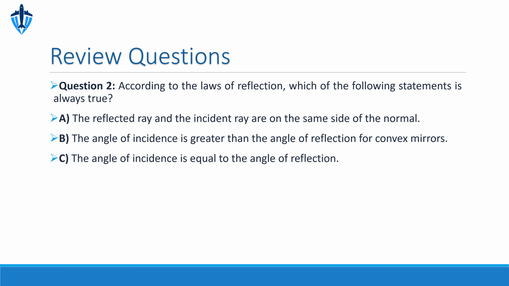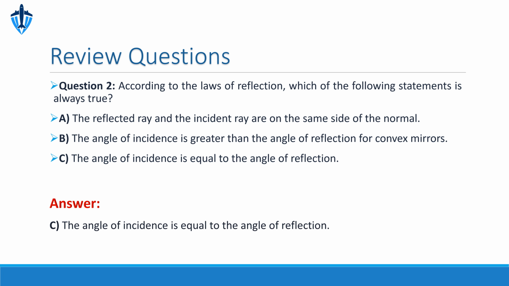Question 2. According to the laws of reflection, which of the following statements is always true? A. The reflected ray and the incident ray are on the same side of the normal. B. The angle of incidence is greater than the angle of reflection for convex mirrors. C. The angle of incidence is equal to the angle of reflection. The correct answer is C. The angle of incidence is equal to the angle of reflection.